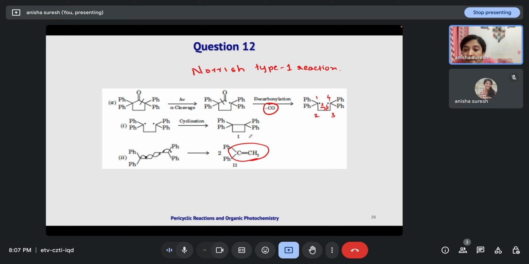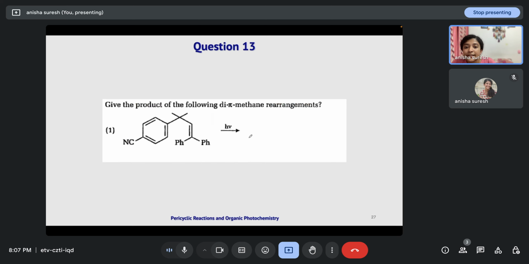So this is also an example of Norrish type 1 reaction. Is the mechanism clear? So if it is clear, now we can move to question number 13. Give the product of the following di-pi-methane rearrangement. So this is an example of di-pi-methane rearrangement. So here the di-pi is coming from this phenyl ring as well. Okay. So how this reaction is taking place?